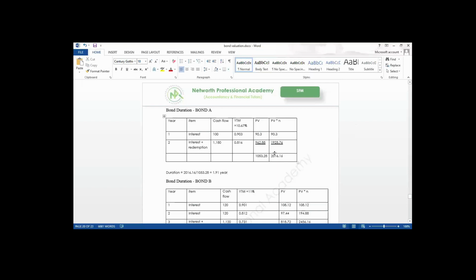Now, when you are done, your duration is the summation of present value multiplied by n, divided by the summation of present value, meaning 2016.06 divided by 1,053.28. That is the duration.